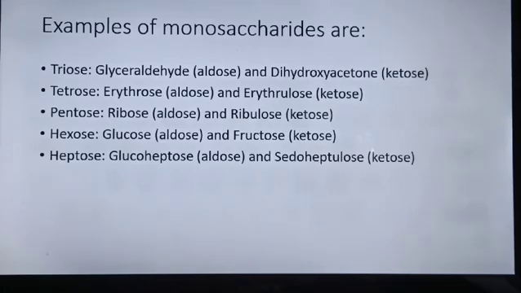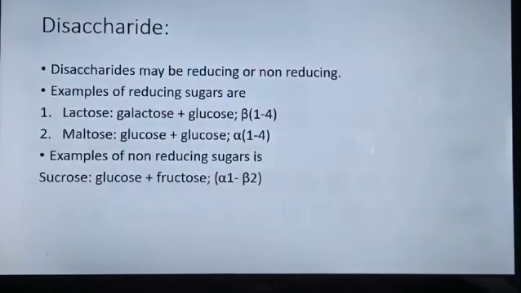Here come some examples of monosaccharides. For triose, glyceraldehyde is an aldose sugar and dihydroxyacetone is a ketose sugar. For tetrose, erythrose is an aldose sugar and erythrulose is a ketose sugar. For pentose, ribose is an aldose sugar and ribulose is a ketose sugar. For hexose, glucose is an aldose sugar and fructose is a ketose sugar. For heptose, glucoheptose is an aldose sugar and pseudoheptulose is a ketose sugar.